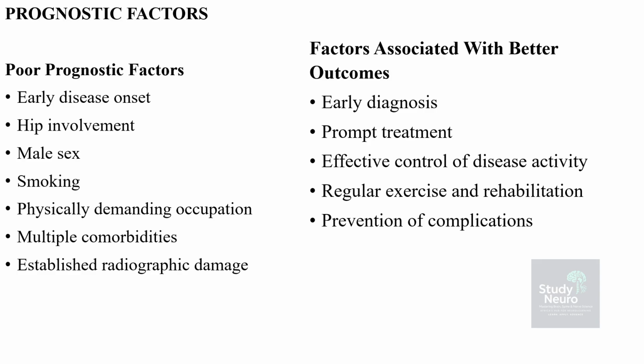Prognosis in ankylosing spondylitis varies between patients. Some features are linked with a higher risk of progressive disease and long-term disability, including early disease onset and hip involvement. Smoking and physically demanding work may also contribute to poorer outcomes, while multiple comorbidities and established structural damage can further increase the burden of disease.